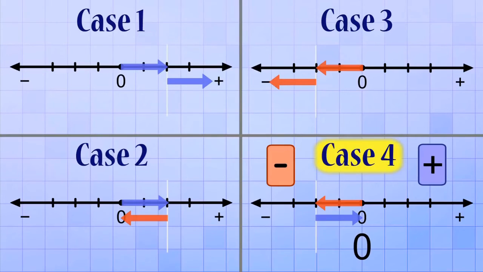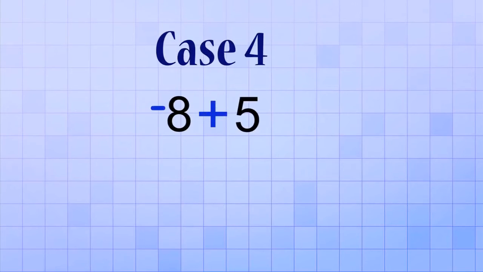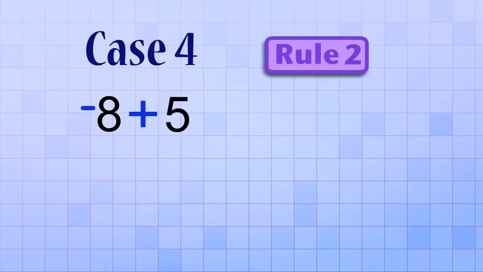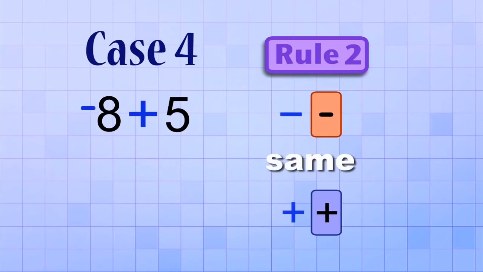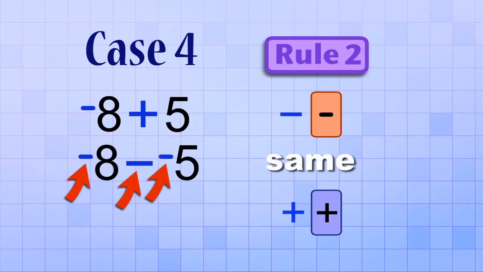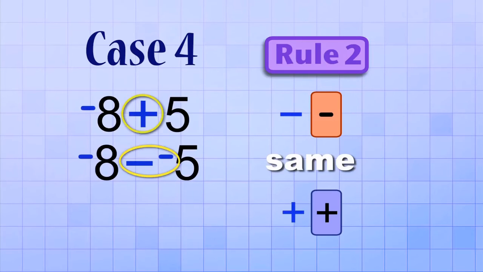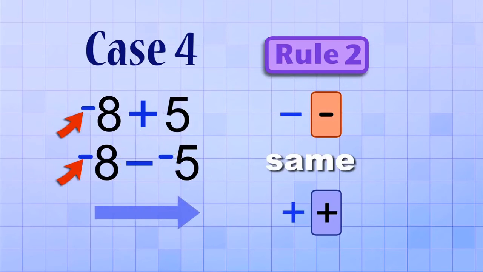And just like before, there's another way this type of problem can be written. Remember rule number 2? That subtracting a negative is the same as adding a positive. Because of that rule, negative 8 plus 5 could also be written as negative 8 minus negative 5. That's a lot of negatives, but thanks to rule number 2, we can write our minus minus as a plus. But either way it's written, in this case, we start negative and move in the positive direction.